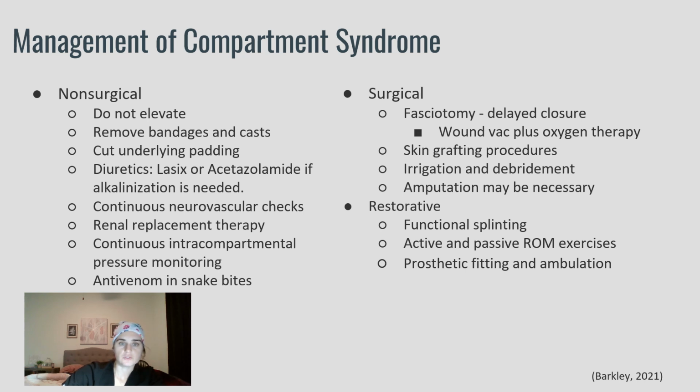And then sometimes you'll also have restorative management. So you may see functional splinting. You'll see active and passive range of motion exercises. And then if the patient had to be amputated, then you'll need prosthetic fitting and working on ambulating with a prosthetic.